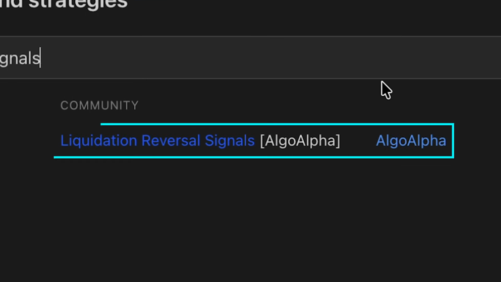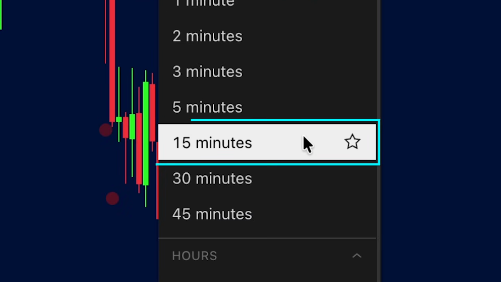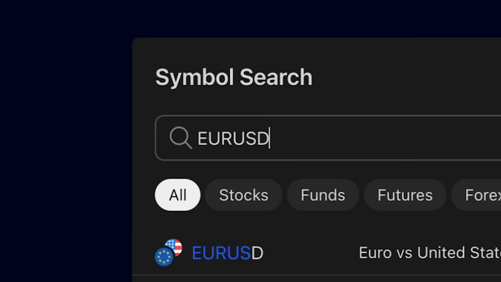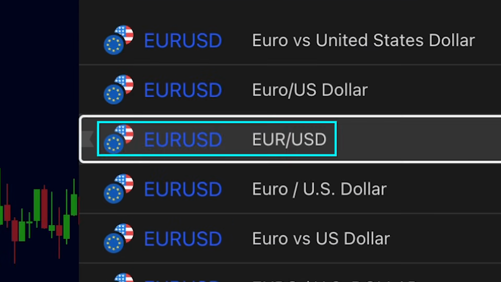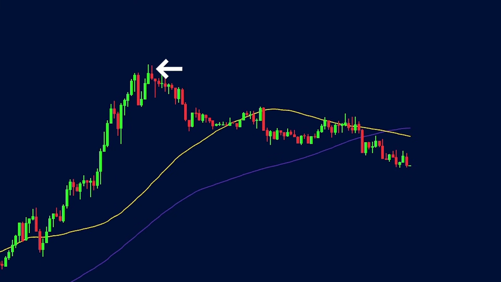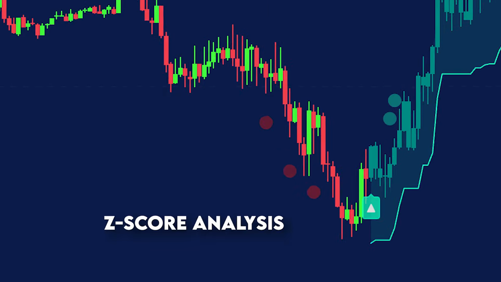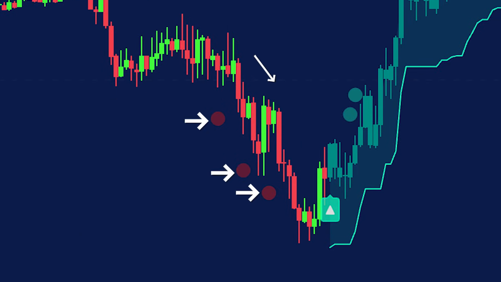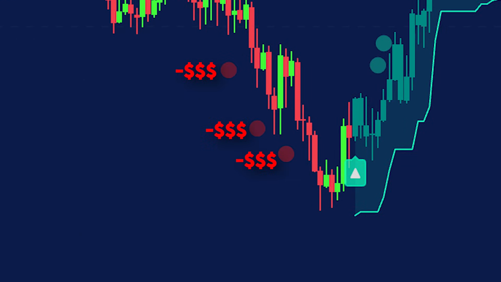Make sure you select the one by Algo Alpha. I'm using the 15-minute time frame on EURUSD, but this works on any market, any time frame. Now, most indicators just show you price reversals after they've already happened, but this one uses Z-score analysis to detect abnormal surges in directional volume, the exact footprint of forced liquidations.